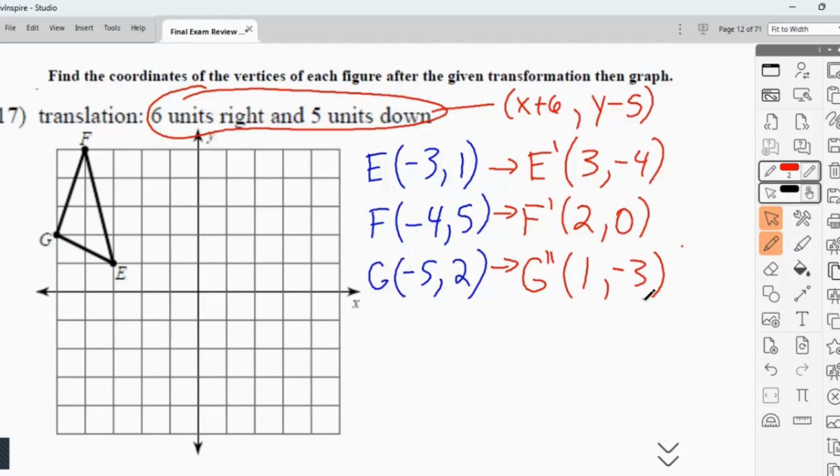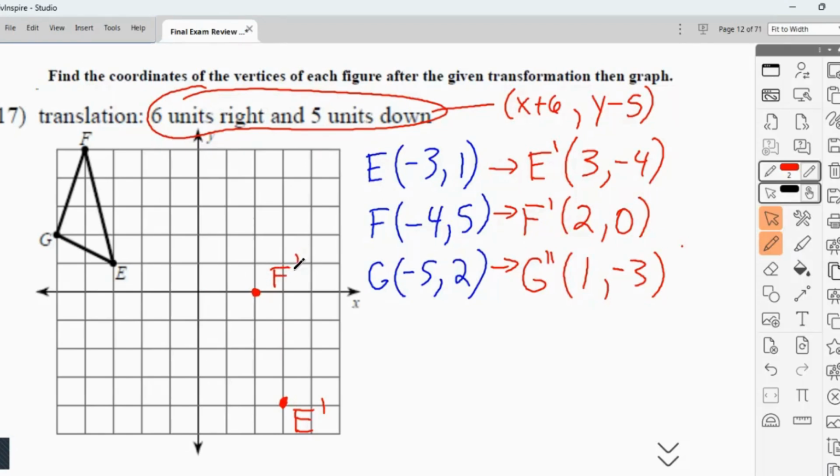So let's go 3, -4. So let's see, we got to go over here. We got to go 1, 2, 3. Then we got to go down -4, 1, 2, 3, 4. So this should be our new E prime. Now let's go F prime. So we're going to go 2, 0. So we're going to go 1, 2, and then we're going to go 0 here. Nice. So we don't have to move very far for that one.